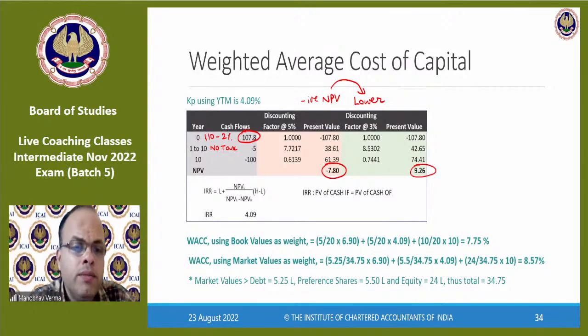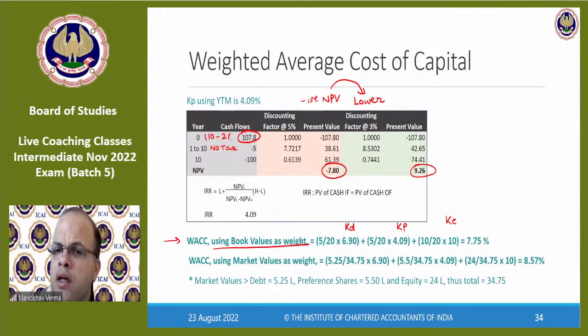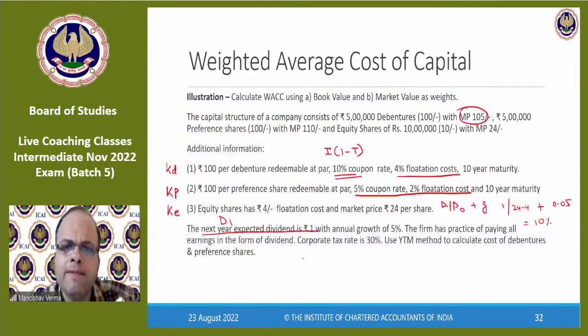Okay, so guys, now once we have calculated these costs of capital, that is 6.9 as cost of debt, 4.09 as cost of preference shares, and 10 as cost of equity, what we are left with is calculating the WACC using the book value as a weight first, then market value. Let me go back to the question. What are the book values, guys? 5 lakhs of debentures, 5 lakhs of preference shares, 10 lakh of equity shares. Simple, 5, 5, 10.